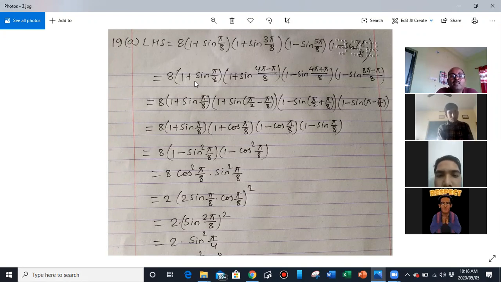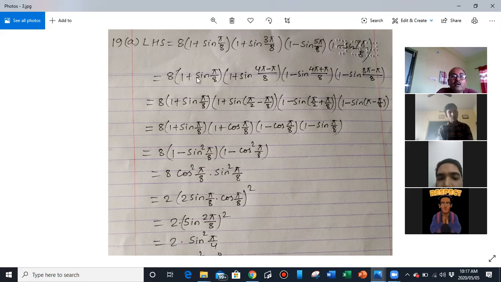The first bracket is the same. In the second bracket, 3 pi has been written as 4 pi minus pi. Here 5 pi has been written as 4 pi plus pi. 7 pi has been written as 8 pi minus pi. Because we have to change forms in a suitable way.